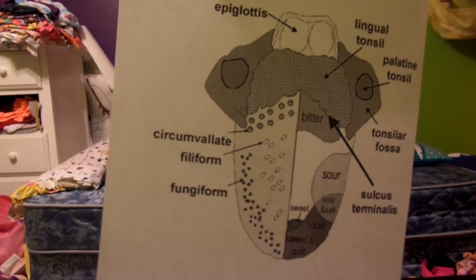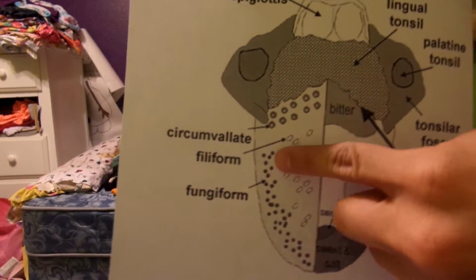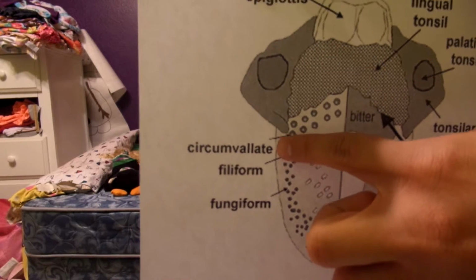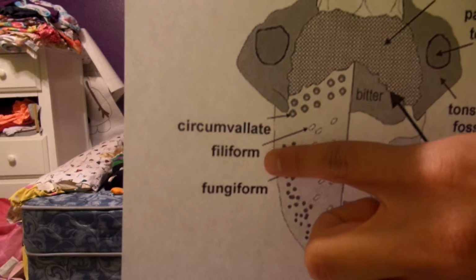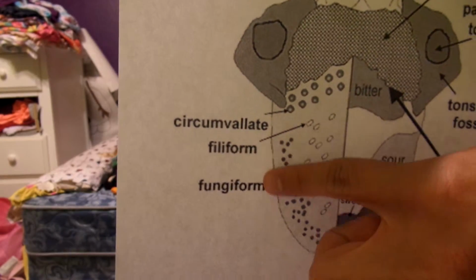And then to the right, you can see a picture of the different types of cells indicated on the top. At the very back we have our circumvallate, and that defines them as the filiform and fungiform.